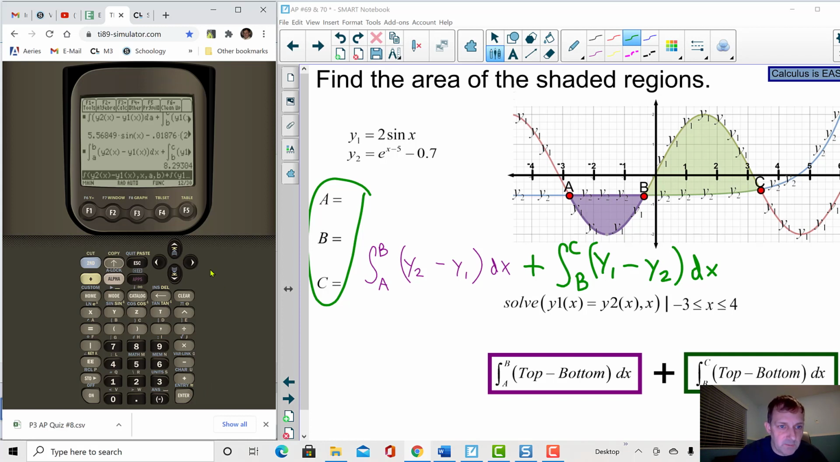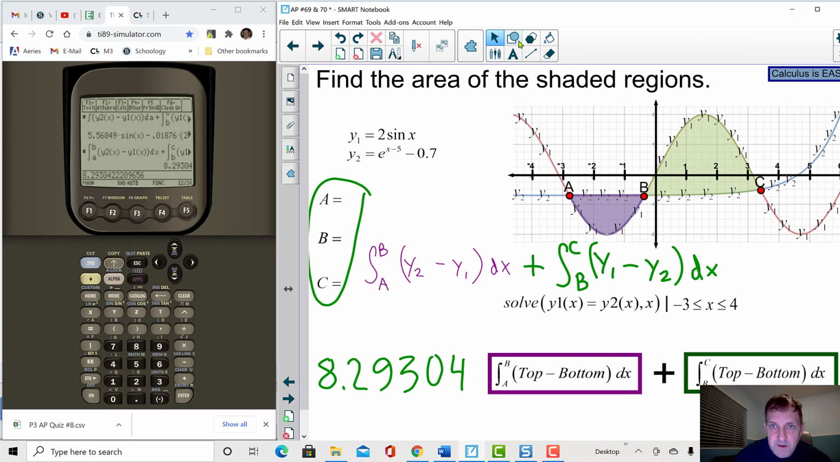If I wanted more decimals of accuracy, I would just go up, push enter, and there you go. It gives you many decimals of accuracy right there. So our final answer is going to be 8.293. Put a box around our answer, and that's it.